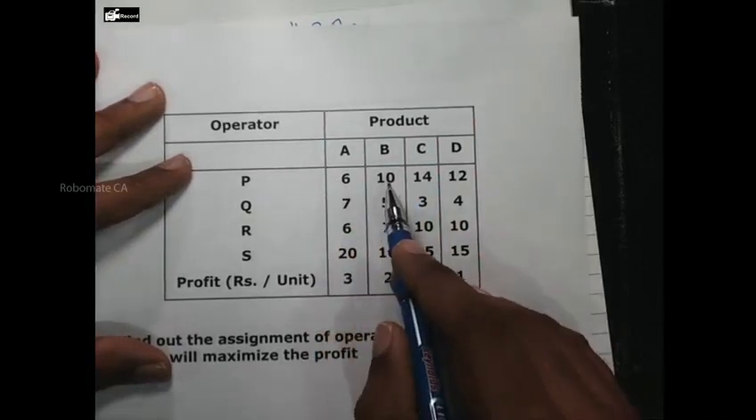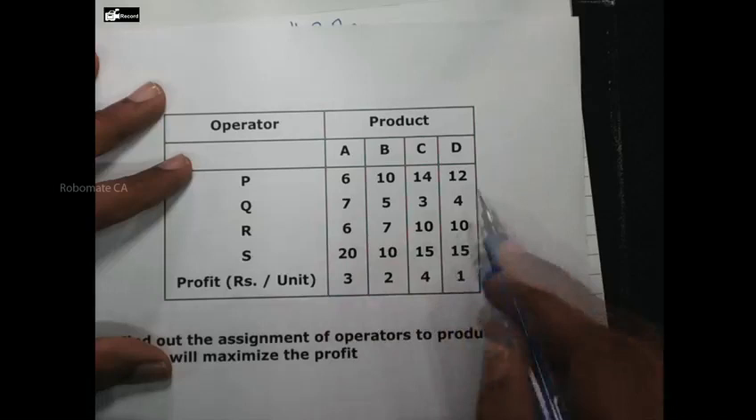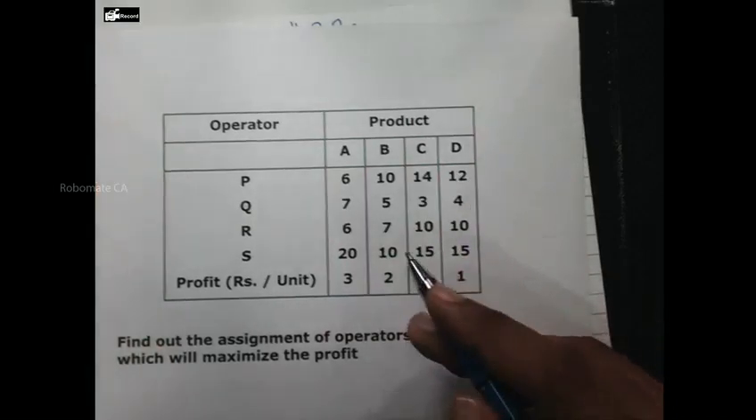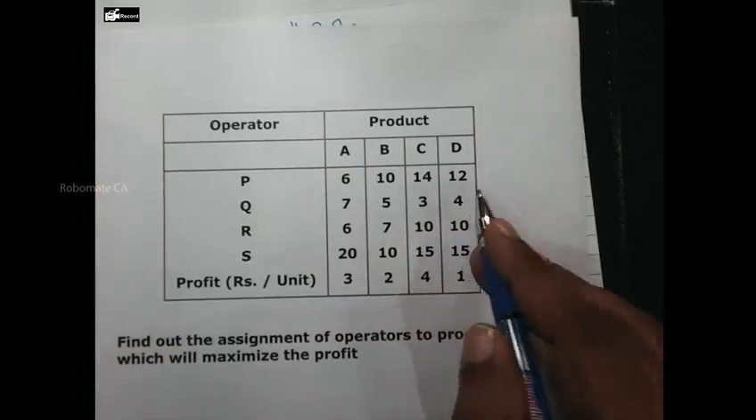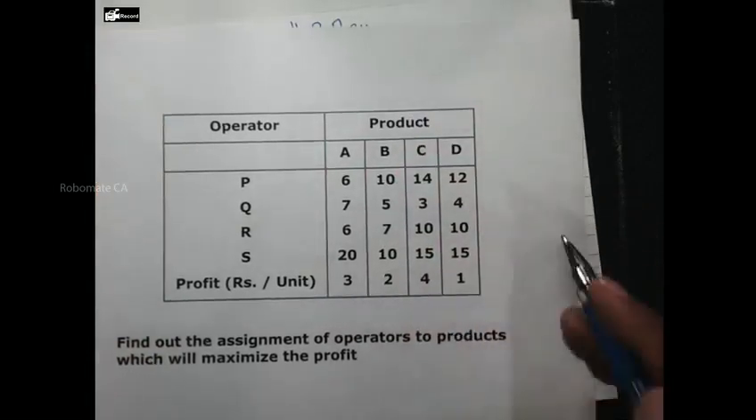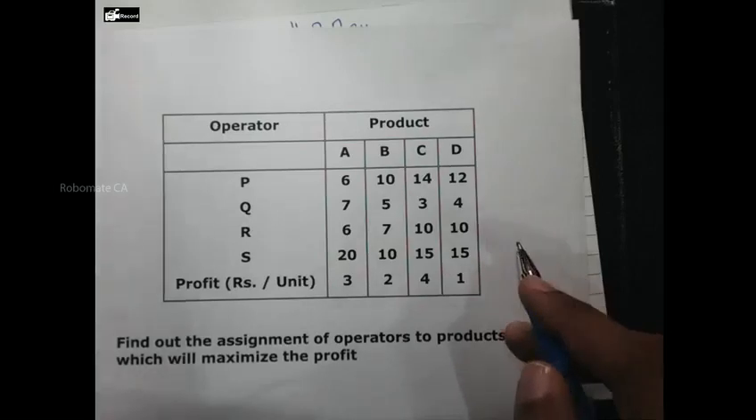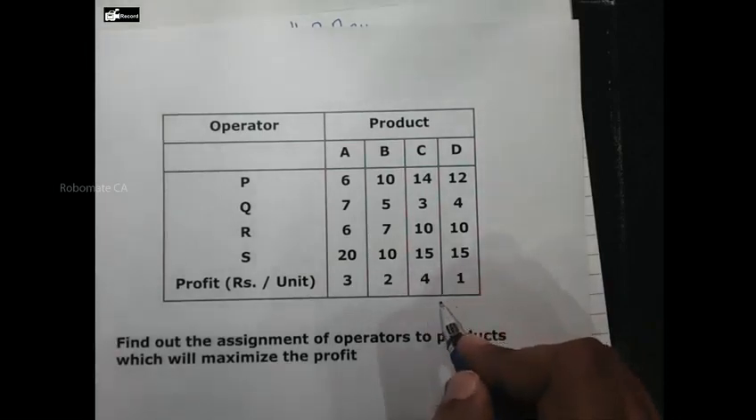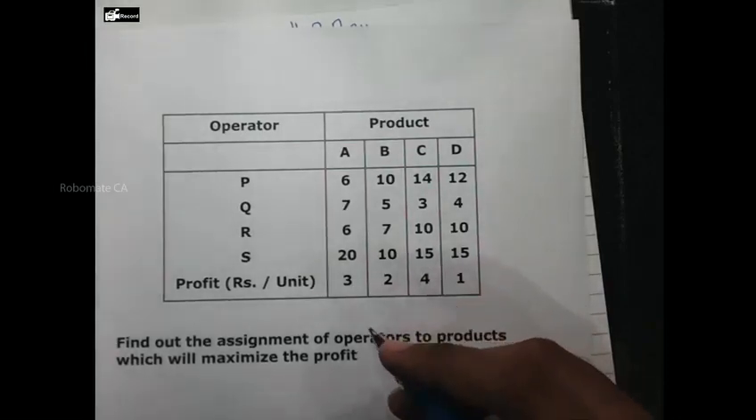420 by 6 is 70 units, 420 by 10 is 42 units. If I write the production, maximizing production need not guarantee maximizing profit, because I may unnecessarily maximize production of D. In that case, production may be huge, but the profit is going to be only one, because it is better producing C instead of producing D, because C gives you 4, D gives you only 1 rupee.